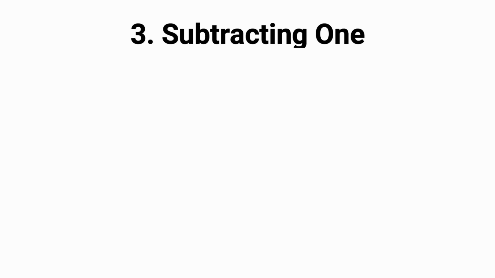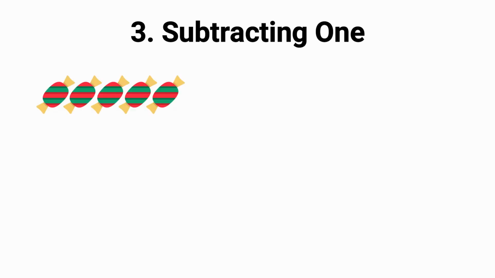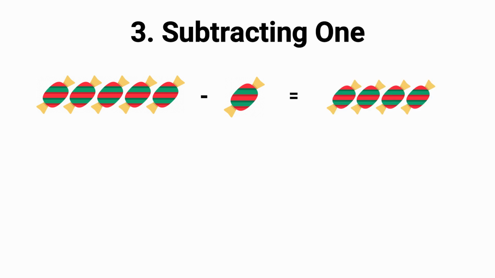Third subtraction property is subtracting 1. Children, I know you all love toffees very much. Now suppose you have 5 toffees with you and you gave 1 toffee to your friend. How many toffees are still there with you? 4 toffees, because you gave only 1 toffee to your friend.